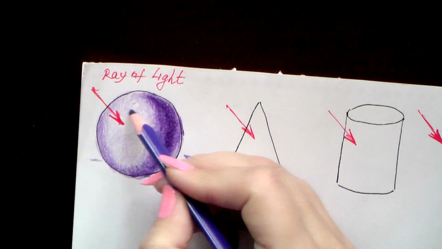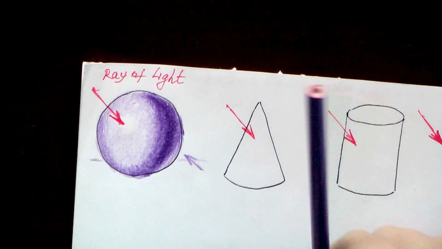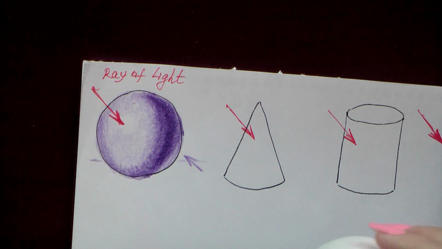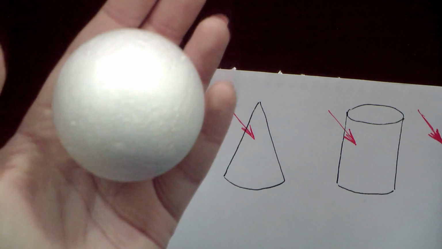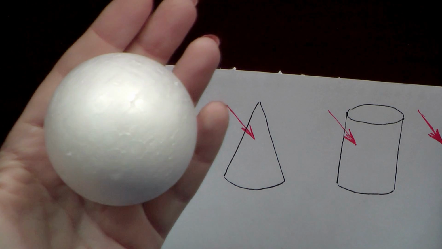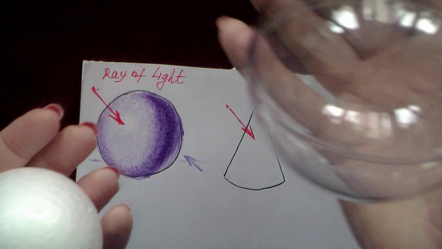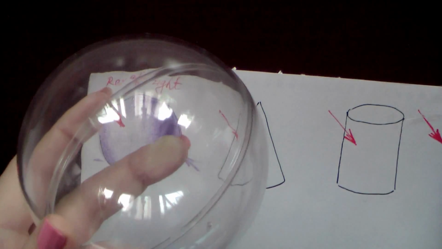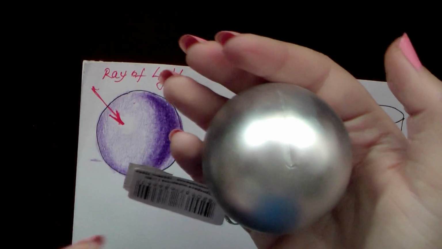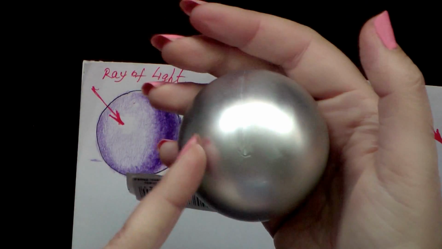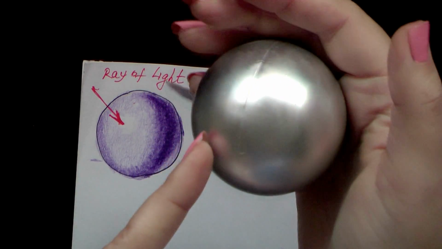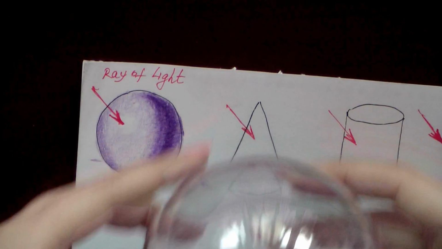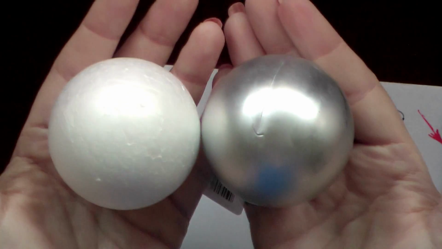The area of the highlight depends on the material from which the object is made. For example, here we have a matte polystyrene sphere, and here we have a glassy one, and the highlight is larger and more defined. So here is the difference.